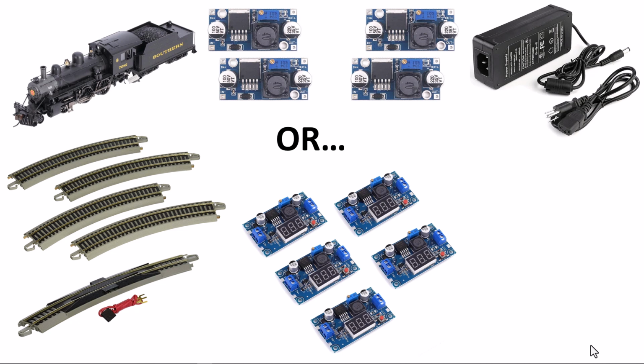Those ones on top there, $1.50 a piece. You buy 10 of them for $15. And down below, you get 5 of them for $15. So they're twice as expensive. But notice that they have a 3-digit display and they have screw terminals on them. So you don't have to do soldering if you don't want to. So you can just put your wire in those screw terminals and crank them down.